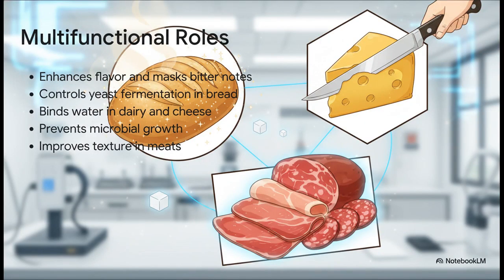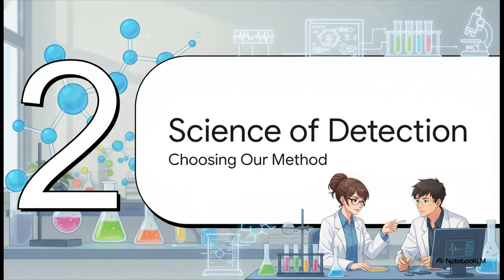And look, salt isn't just thrown in there to make things taste salty. Food formulators use it for some incredibly complex chemical reasons. It literally controls yeast fermentation rates in bread dough, it binds water in cheeses to give them that perfect firm texture, and it extends shelf life by stopping microbial growth in its tracks. So simply pulling salt out of a recipe requires some serious food science magic, which makes accurately tracking its replacements absolutely critical. Moving right along to Section 2, the science of detection, and how we choose our method.